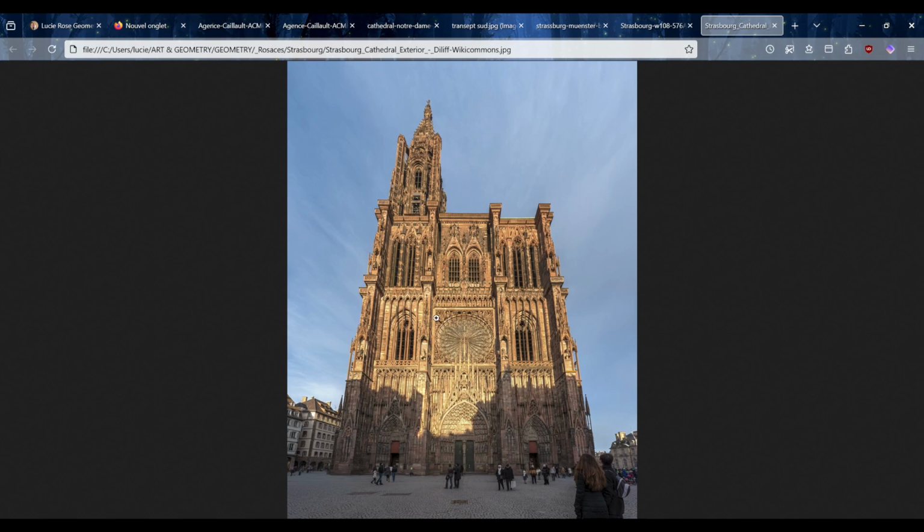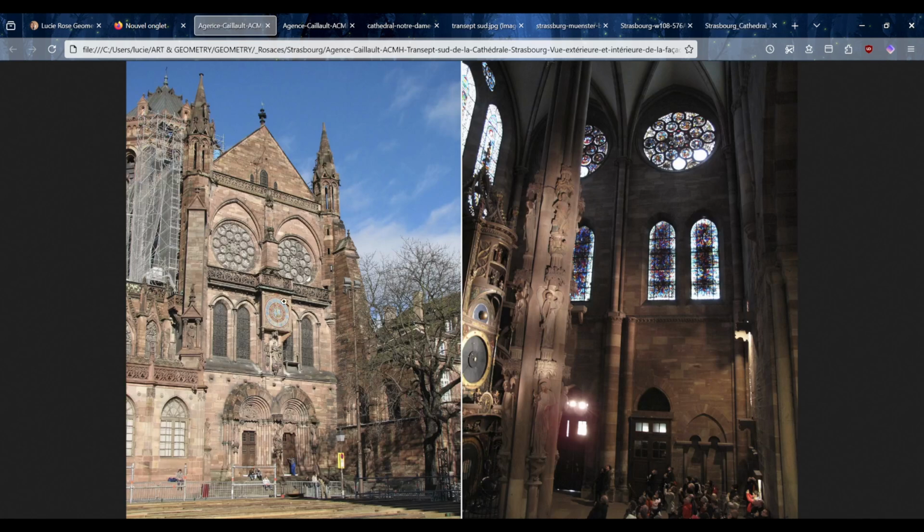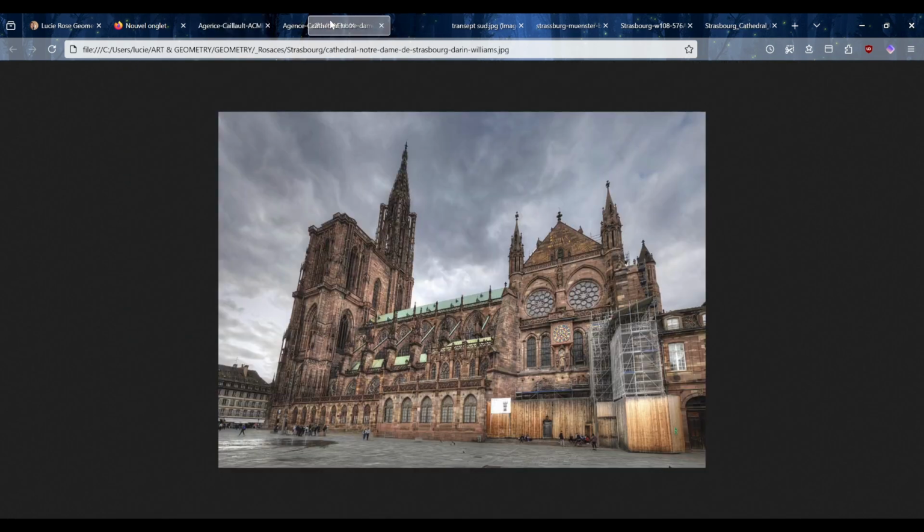It doesn't show so much in this picture, but it's a very pink stone. Here it has a sort of yellow morning light, but as you will see in other pictures, the stone is very pink. It's called pink sandstone, and I've used it as a pigment in some works around this cathedral. But that's another story. So what we're going to look at is this side of the cathedral.